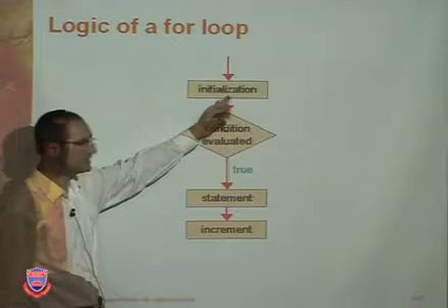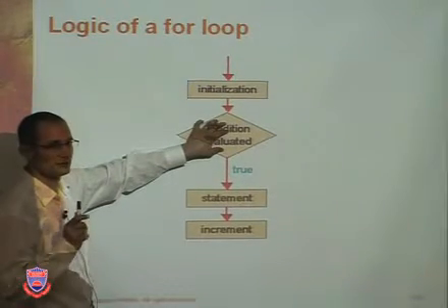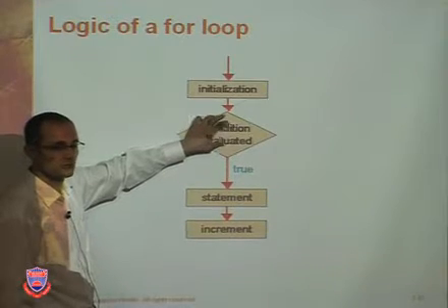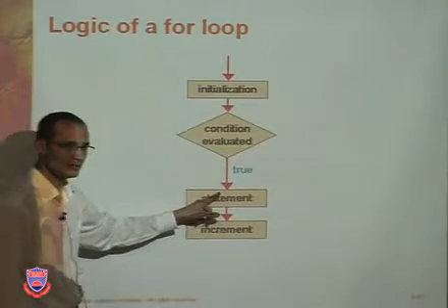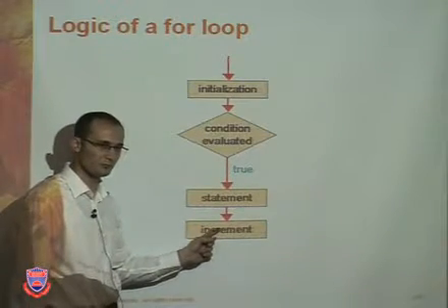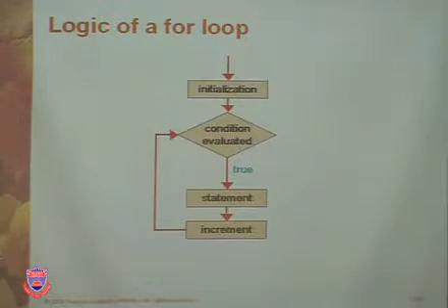You first initialize, then check the condition every time. So even during the first iteration, you need to check the condition first. If the condition is satisfied, you execute the statement, and then after the statement, you perform the increment. Okay? And then the loop continues in this fashion.